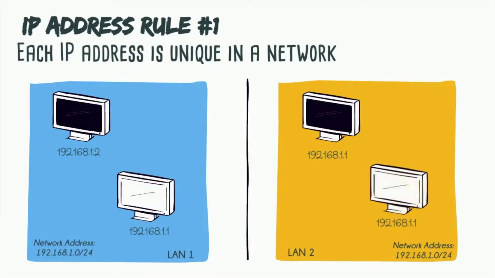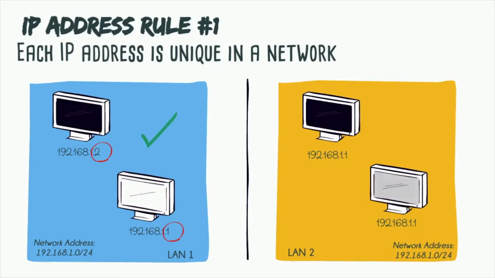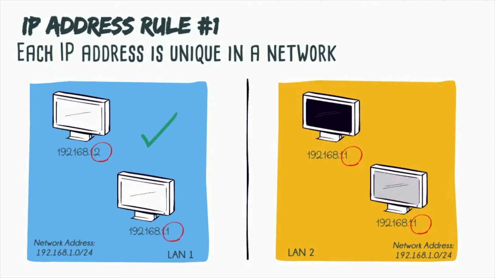Looking at the network on the left, both PCs have different IP addresses. This addressing scheme obeys IP rule number 1. Meanwhile, look at the network on the right. Both devices are using the same IP address. This subnet will later run into connectivity issues due to IP conflicts. Why is Rule 1 important?